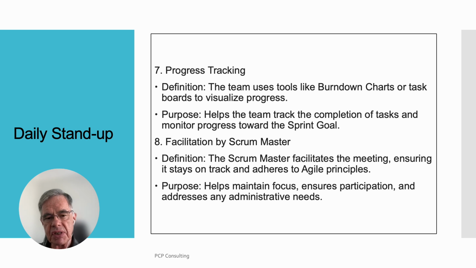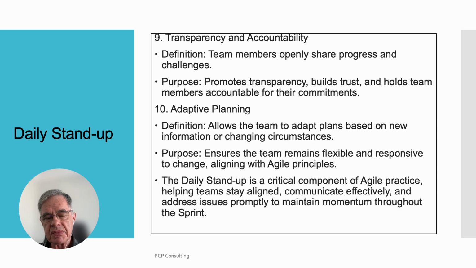Facilitation by Scrum Master. Definition: the Scrum Master facilitates the meeting, ensuring it stays on track and adheres to Agile principles. Purpose: helps maintain focus, ensures participation, and addresses any administrative needs. Transparency and accountability. Definition: team members openly share progress and challenges. Purpose: promotes transparency, builds trust, and holds team members accountable for their commitments.